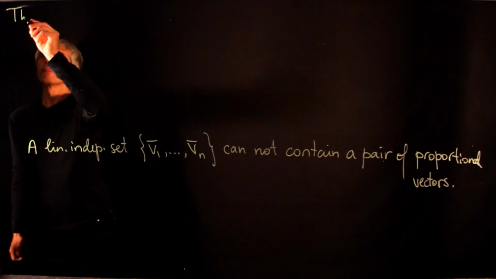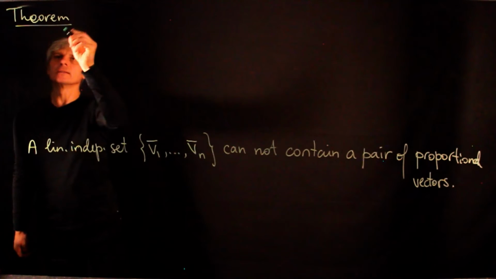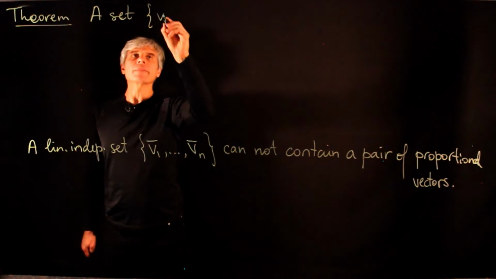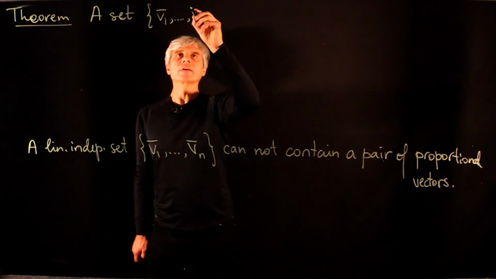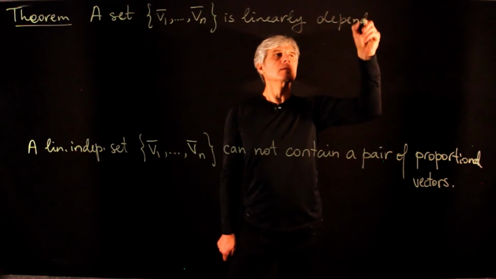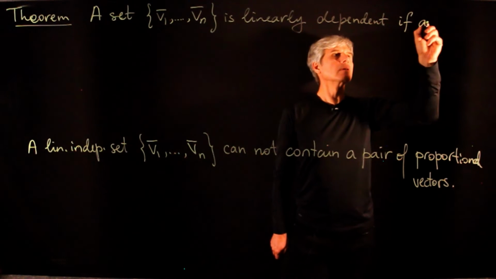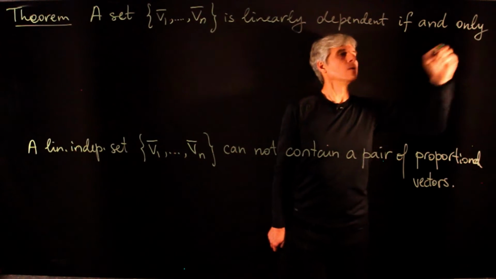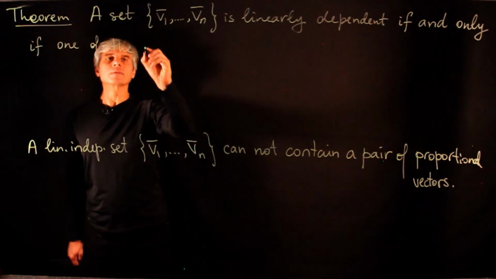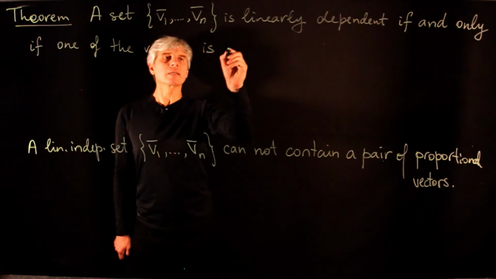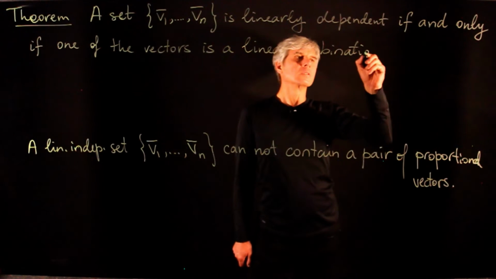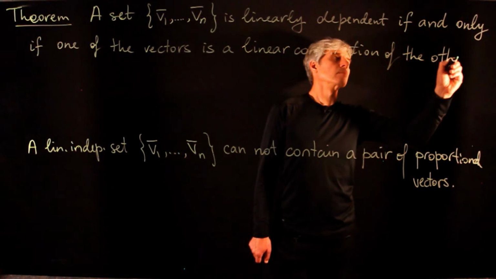Our next theorem is the following. A set V1 through Vn is linearly dependent if and only if one of the vectors is a linear combination of the others.